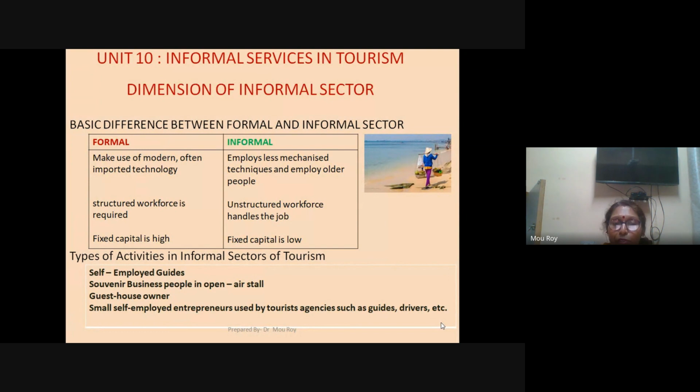And there are different types of activities in the informal sector of tourism. Maybe you are a self-employed guide. Then souvenir business people in open air stalls. You can have your own outlets, like food outlets or food stalls, or handicraft or souvenir stalls. Then you may be a guest house owner, or you can be a self-employed entrepreneur used by the tourist agencies, such as guides or drivers or helpers, assistants, and so on. Okay.